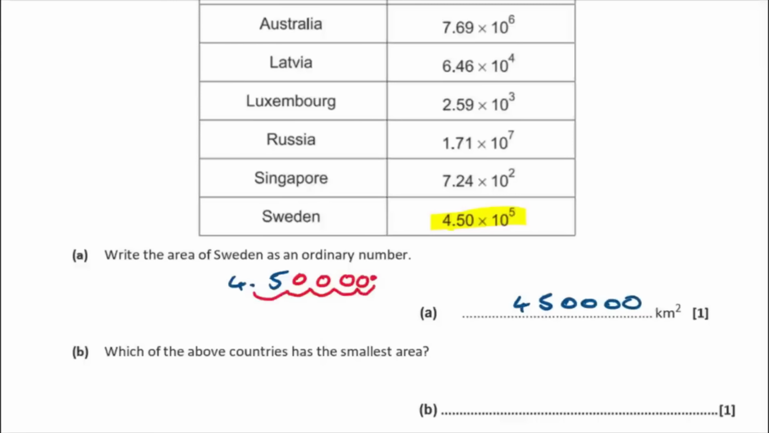Part B says, which of the countries has the smallest area? Well, the smallest area is going to be the number with the smallest power of 10, isn't it? If you have looked down those lists, you should know already that Luxembourg is a pretty teeny tiny country, and so is Singapore. So it's going to be out of those two, but if you look, 10 to the 2 is smaller than 10 to the 3. It's definitely Singapore. Singapore is just a teeny tiny island.